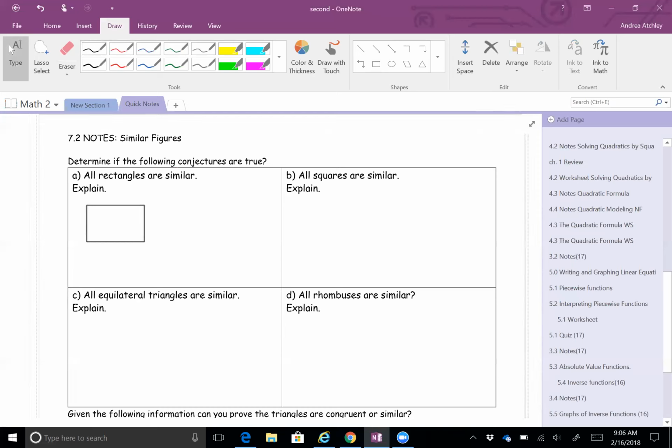Opposite sides are parallel, and opposite sides are congruent. That's the definition of a parallelogram. What makes it a rectangle? 90-degree angles. That's how I know all the angles are 90 degrees. That's what makes it a rectangle.